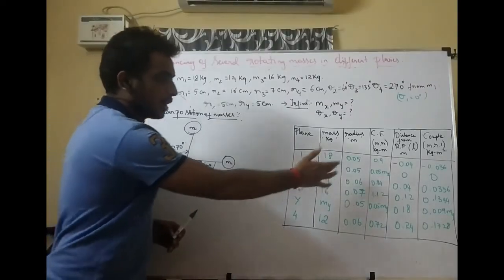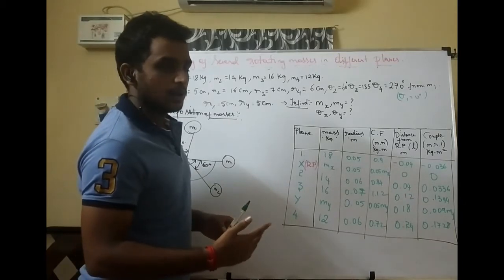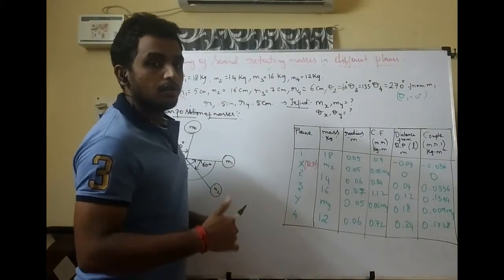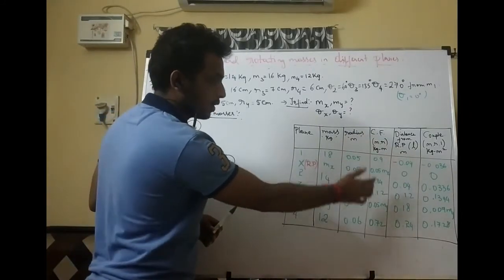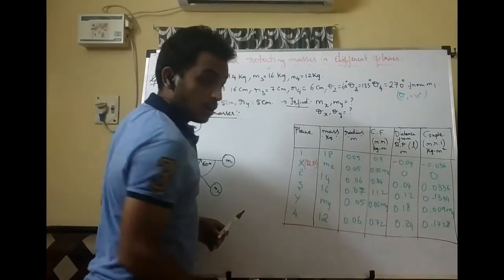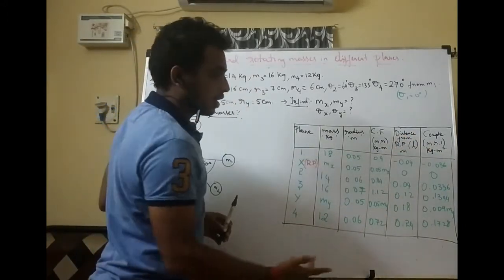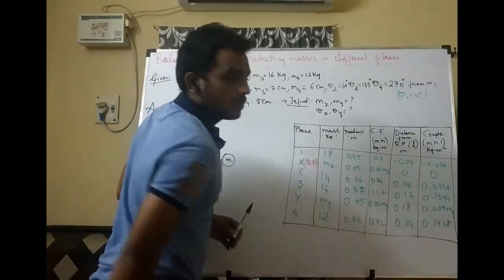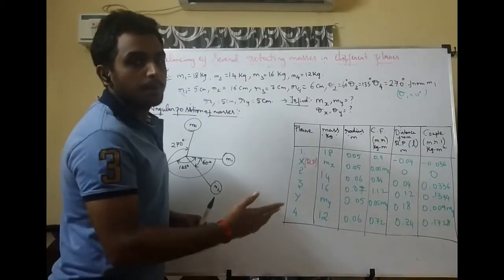When you look at the tabular column, we have to select whether to draw the couple or the force polygon. It depends upon the number of unknowns in each tabular column. In the centrifugal force tabular column, there are two unknowns, mx and my, whereas in the couple polygon there is only one unknown. So we can move on directly to the couple polygon.